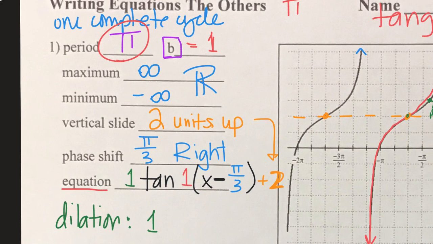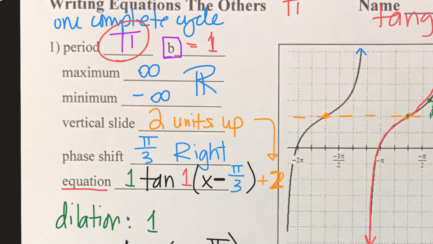Yes, that's a lot of extra stuff. So we could just write tan of x minus pi over 3 plus 2. That would be how you would see it if you were doing a worksheet. It would say tan of parentheses x minus pi over 3 plus 2.